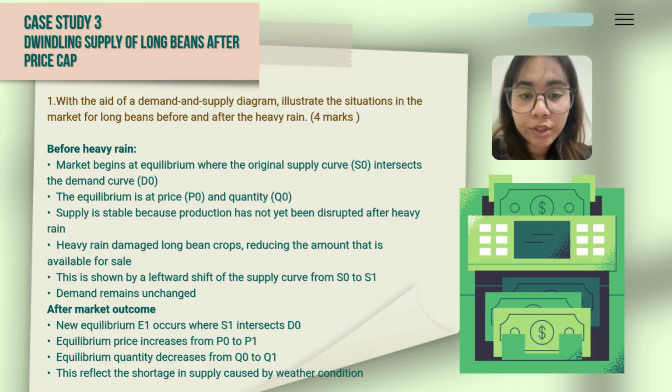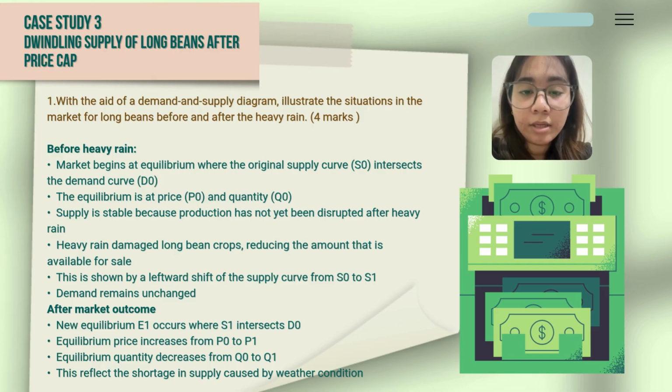For the first question, I will explain the impact of heavy rain on the market for long beans using demand and supply analysis. Before the heavy rain, the market was in equilibrium at price P0 and quantity Q0, where the original supply curve S0 intersects the demand curve D0. At this point, the quantity supplied by farmers exactly matched the quantity demanded by consumers, so the market was balanced.